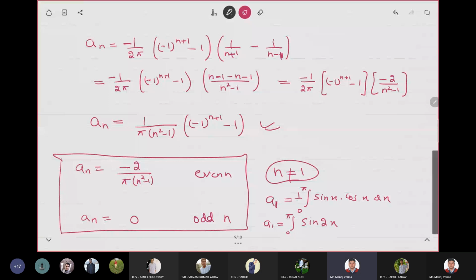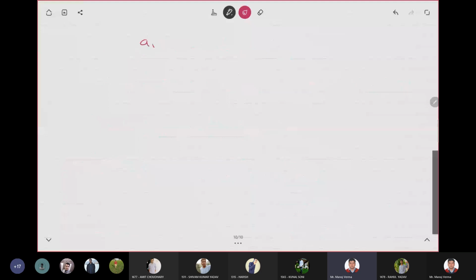Okay, 1 over pi. And it is also 1 over pi, sin 2x by 2 dx. And you can see the value of a1 is 1 over 2 pi times the integration of sin 2x dx from 0 to pi.